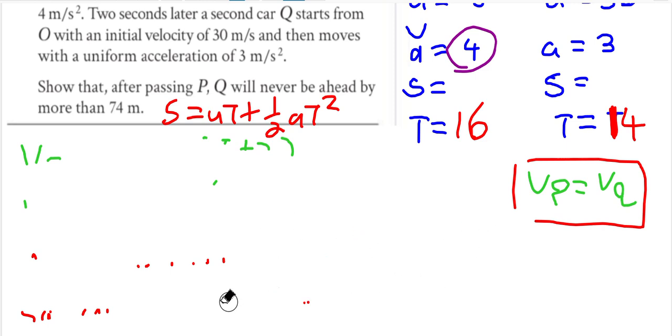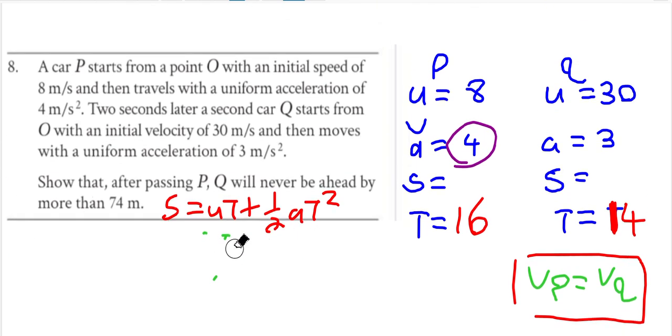What do you expect the difference in both distances to be? 74, we're hoping. We're hoping that one distance is 74 bigger than the other one. Which one's in the lead, Q or P? P will be in the lead at the very end because of its superior acceleration, but Q will never be ahead more than 74. So we're expecting the distance covered by Q to be 74 meters more than the distance covered by P. Let's find out.